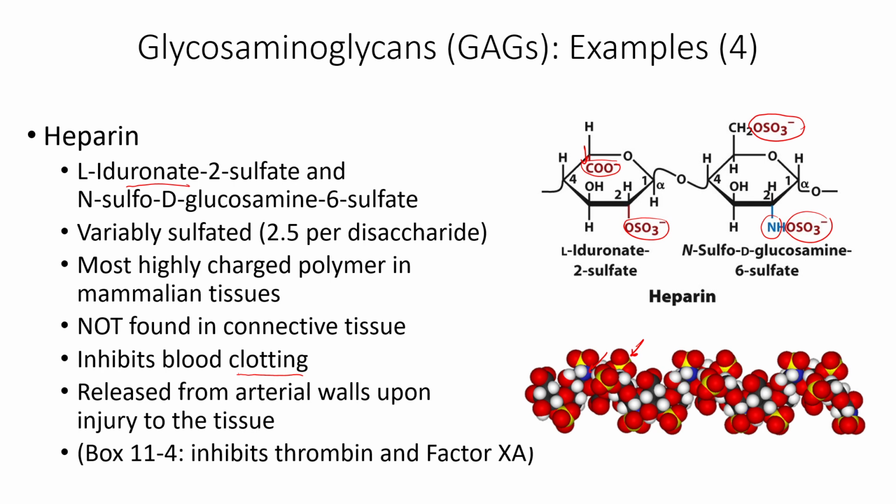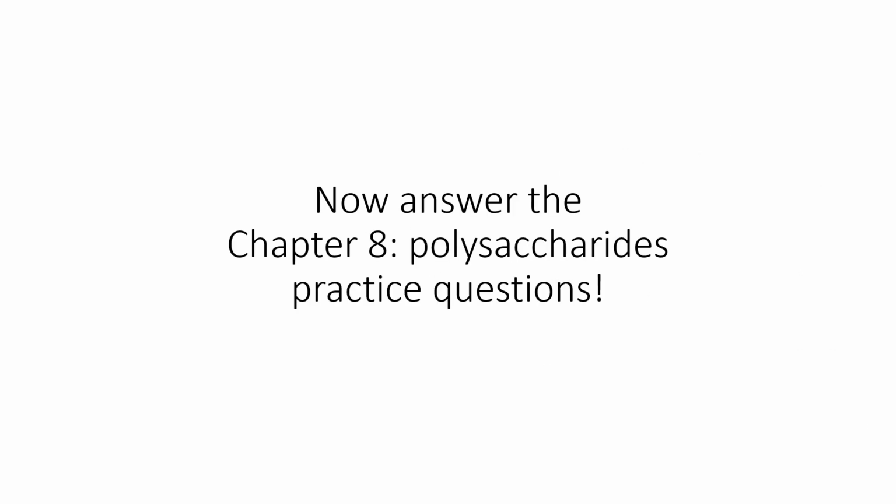And heparin actually inhibits 2 of the enzymes that are involved in clotting. They are called thrombin and factor 10A. And if you want to know more about this, you can look at box 11.4 in your textbook. It has a lot more information about the clotting cascade for you, which we won't be going into in detail here. So with that, now you are ready to answer the Chapter 8 Polysaccharides practice questions.